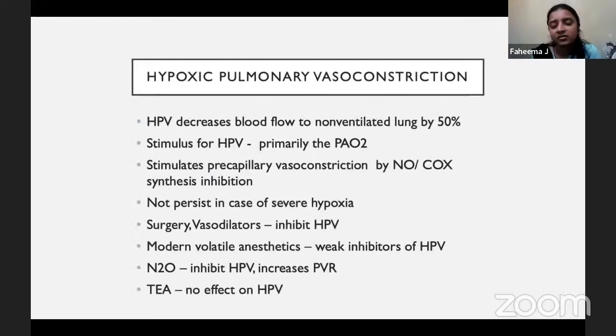Hypoxic pulmonary vasoconstriction is an autoregulatory mechanism happening in the lungs, where the smooth muscle of the small capillaries will contract in response to various stimuli, the strongest stimulus being PaO2. When HPV is stimulated, blood will be preferentially shunted from the hypoxemic areas to the well-ventilated areas. The factors affecting it are physiological factors, and the main factor is PaO2.